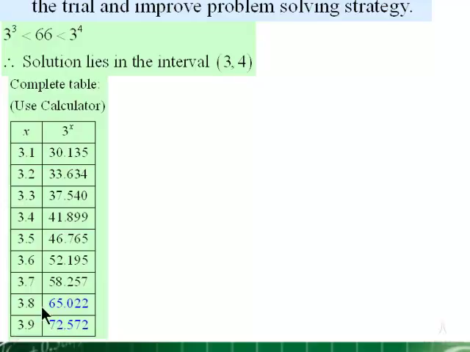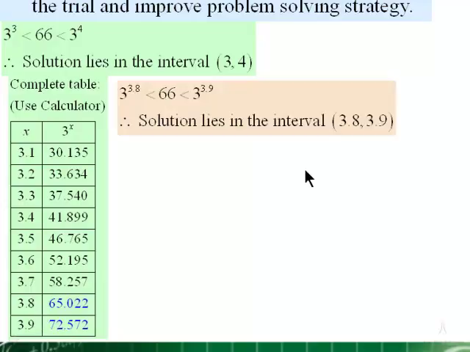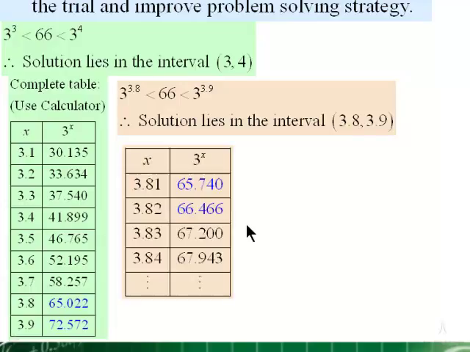So therefore, the solution must lie between 3 to the power 3.8 and 3 to the power 3.9, or it must lie in the open interval from 3.8 to 3.9. So now you use your calculator and you refine this. So again, I will use my table mode.